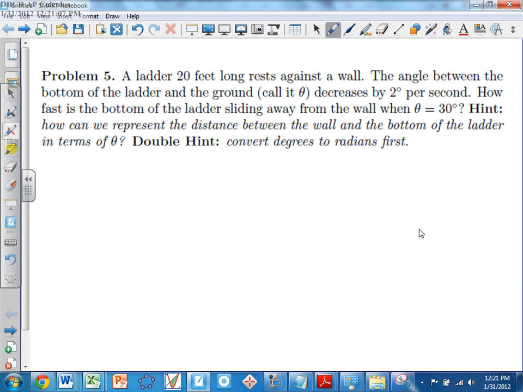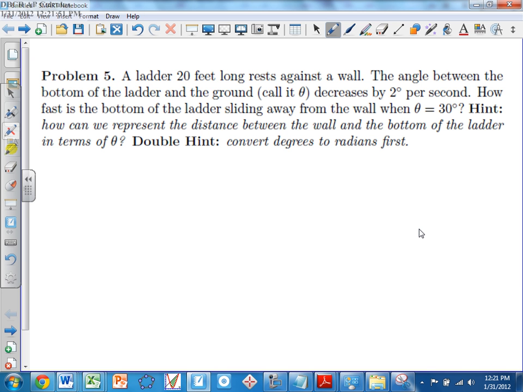In this problem, let's start with DREGS again: diagram, related rates, equations, differentiation, substitution. So, a ladder 20 feet long rests against the wall. The angle between the bottom of the ladder and the ground, called theta, decreases by 2 degrees per second. No radians for this problem. How fast is the bottom of the ladder sliding away from the wall when theta equals 30 degrees? Hint: how can we represent the distance between the wall and the bottom of the ladder in terms of theta?